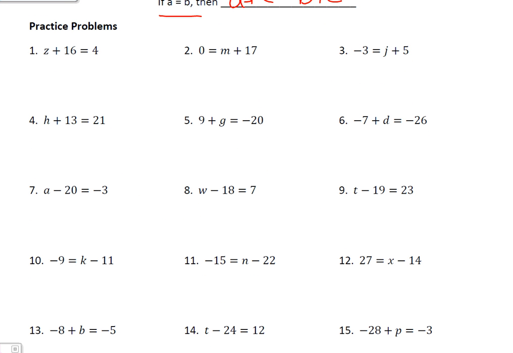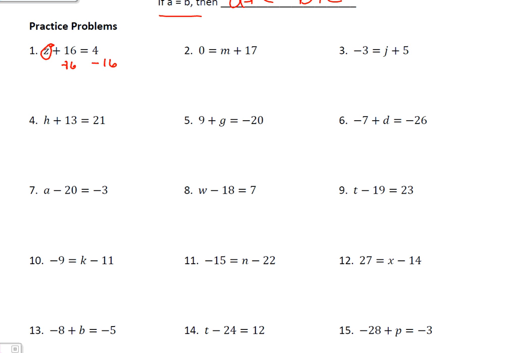Alright, problem number 1. So when we're solving equations, the whole idea is to get the letter by itself. So I'm going to start by looking at the letter that I have here. The letter here is Z. Okay? So what they did to Z was they added 16, because on the side with Z, it says plus 16. So to get rid of that 16, I need to do the opposite. Okay? And the opposite of plus 16 is to minus 16. Okay? And if I minus 16 from one side, I need to minus 16 from the other side.